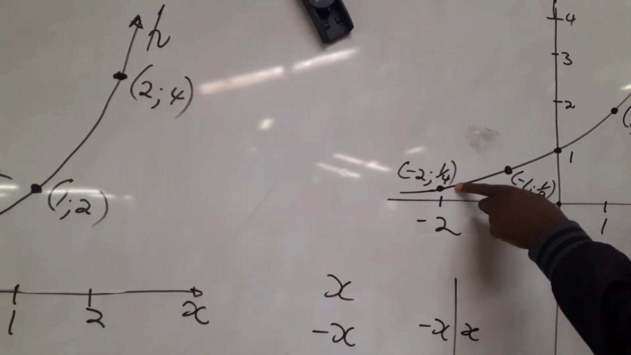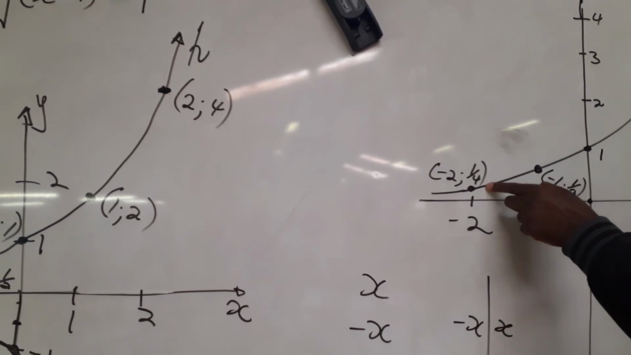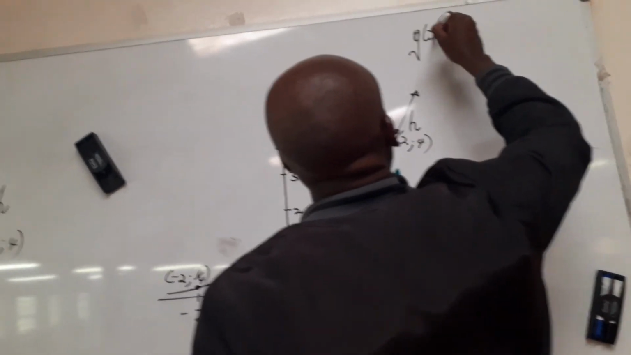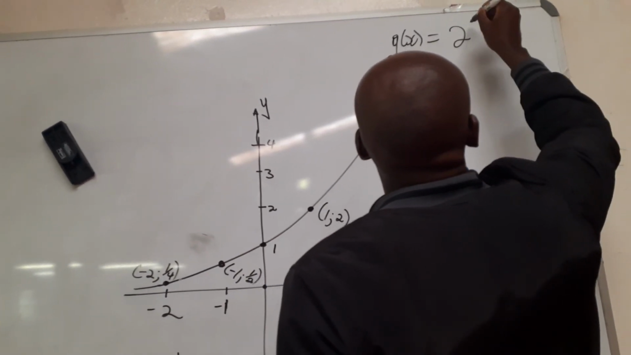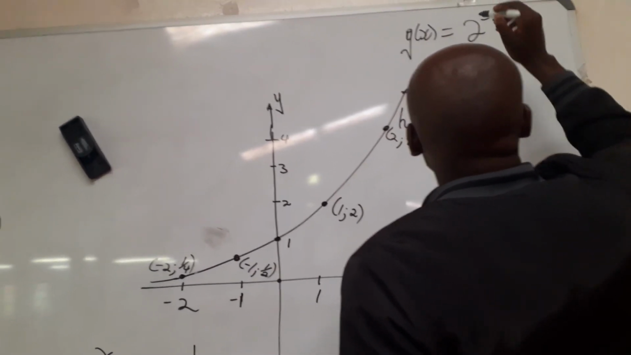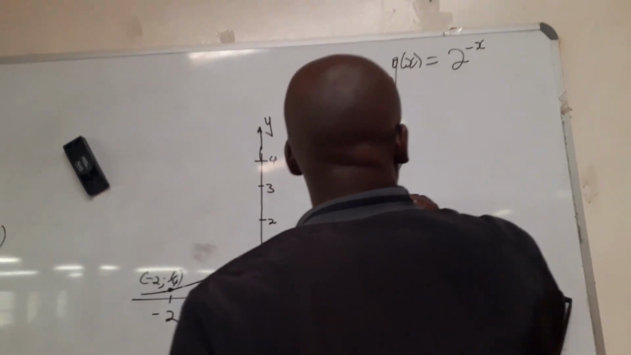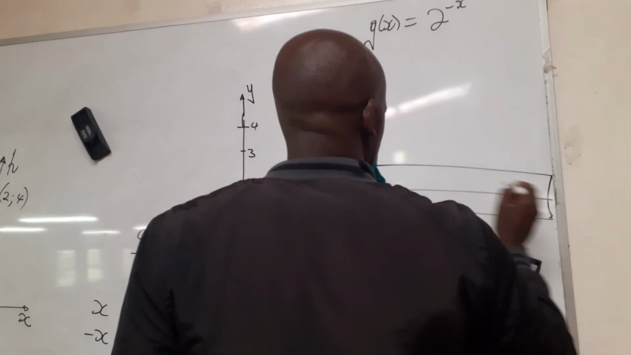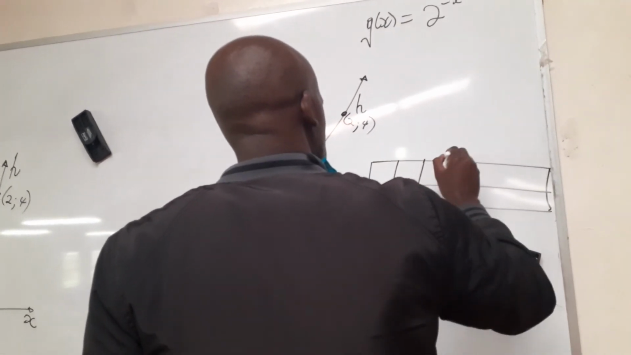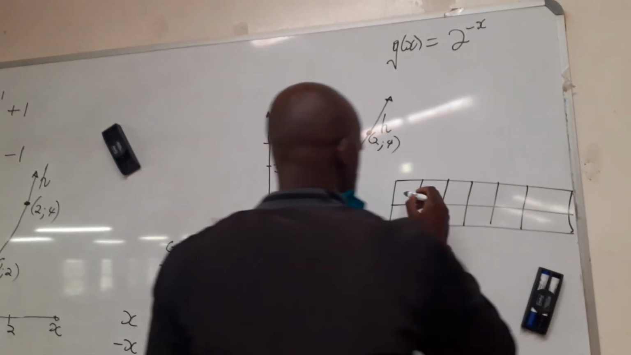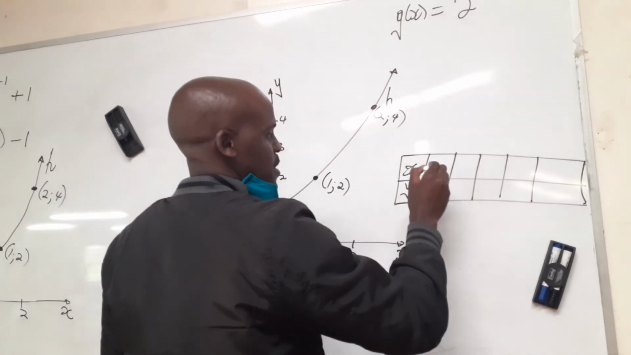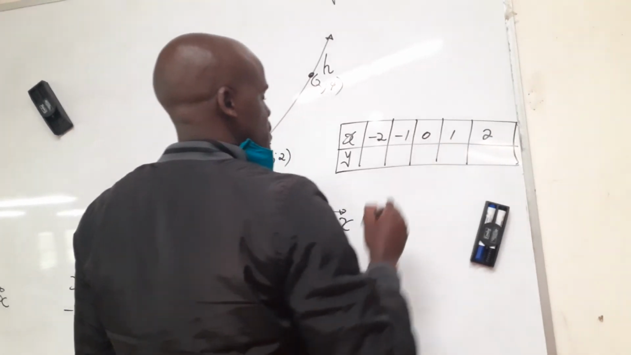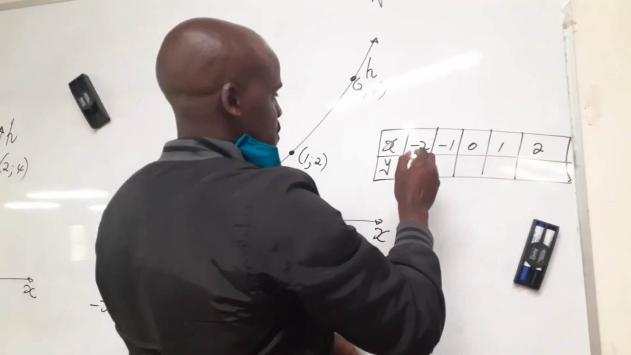After reflection, let's draw the complete table. It's g at x is equal to 2 exponent minus x. We are reflecting about that. Its x is to y. So if we put -2 there, it's 1/4.